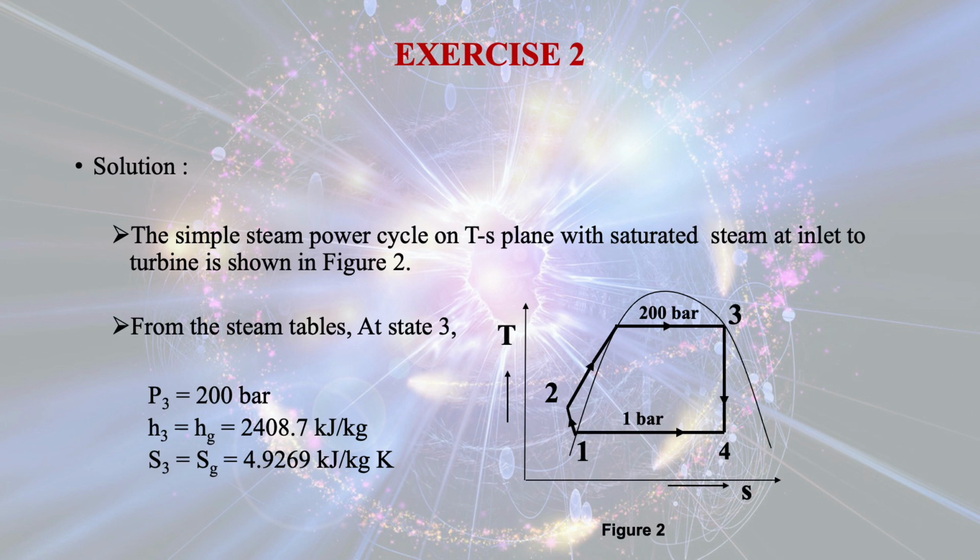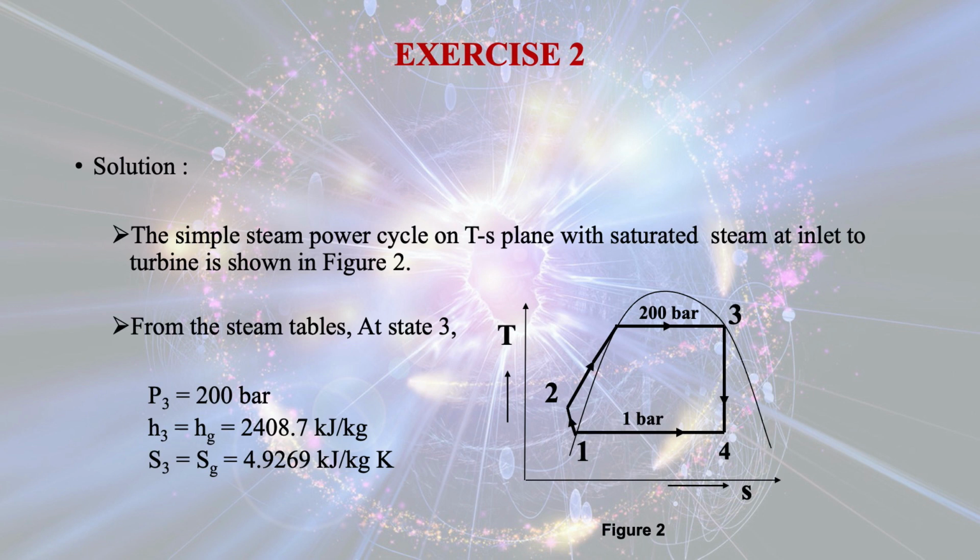Now let us see how we can proceed for solving this numerical. Here, what are the things which are already given? That is P3 is equal to 200 bar, and that is at the saturated vapor. So point 3 is on the saturated vapor line. So for that particular pressure, you can calculate the enthalpy from the steam table.